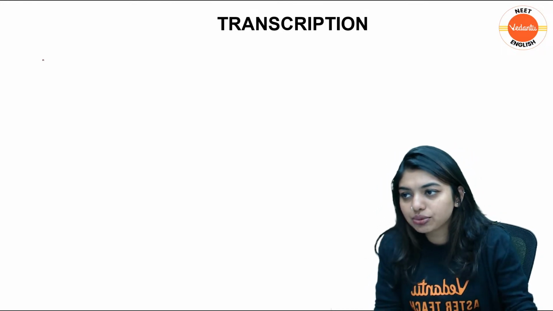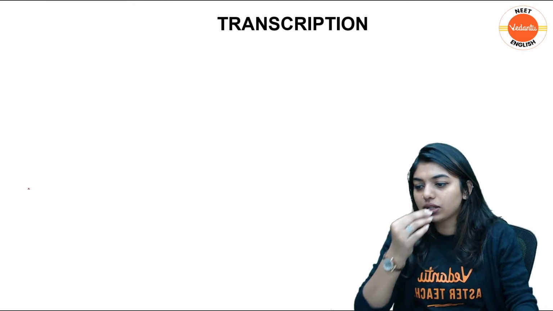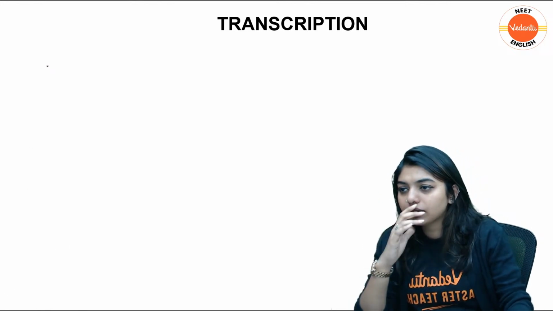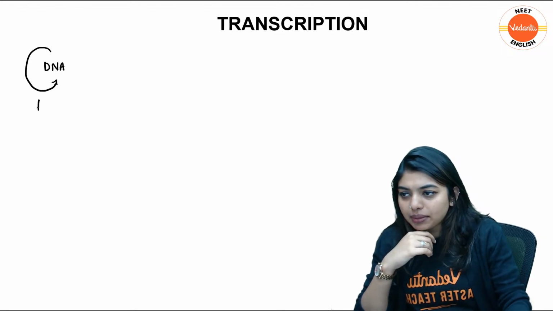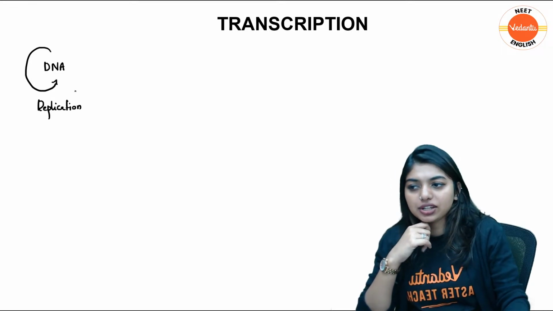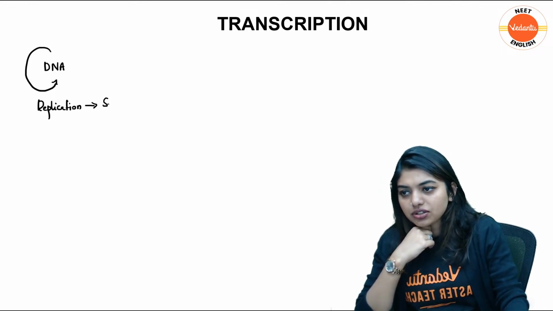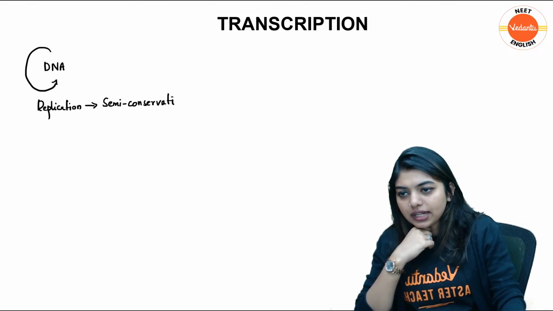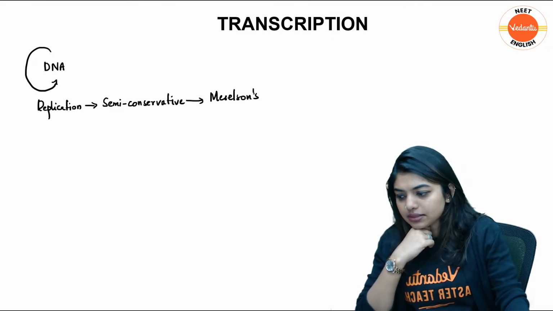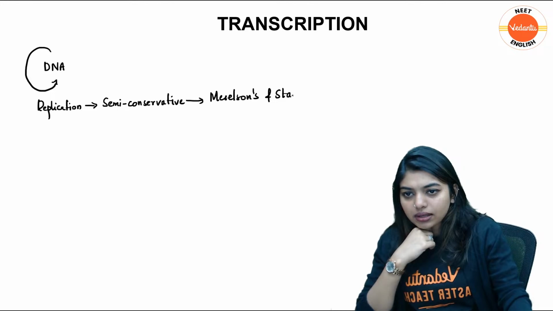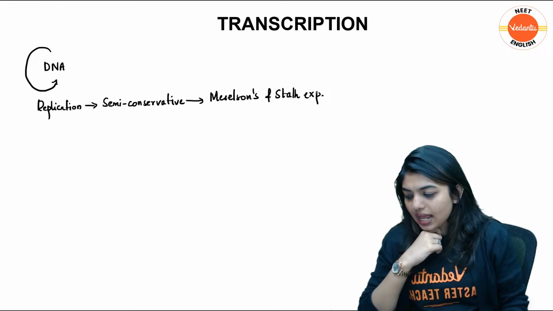Now the next process is transcription. So students, according to our central dogma, right now we have only understood one technique: DNA forming its own replica. That means by the process of replication. This is how much we have understood. In replication also we only understood that it is semi-conservative, and we proved it with the Meselson and Stahl experiment.